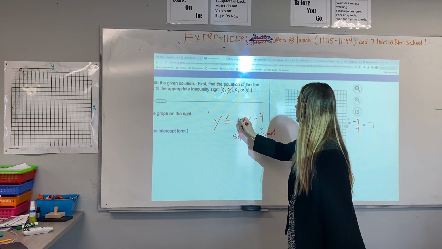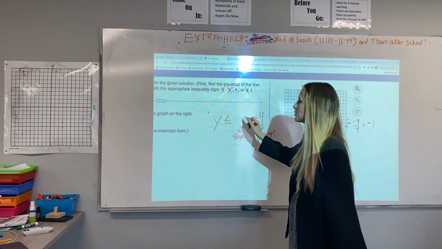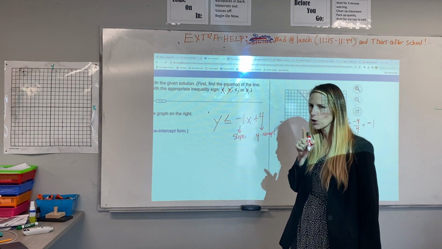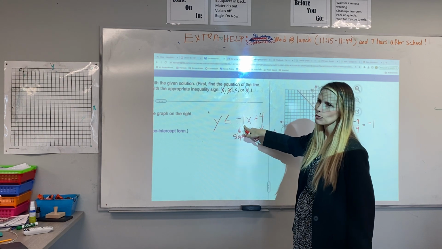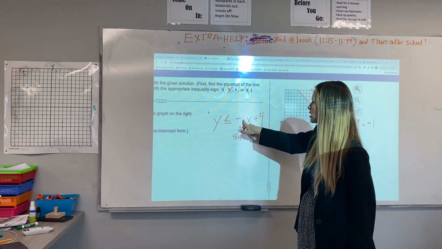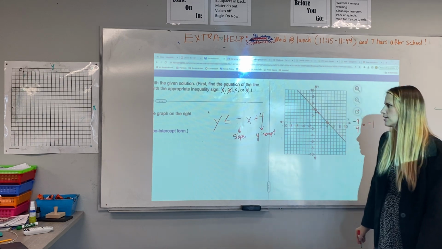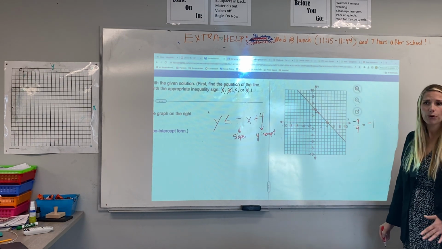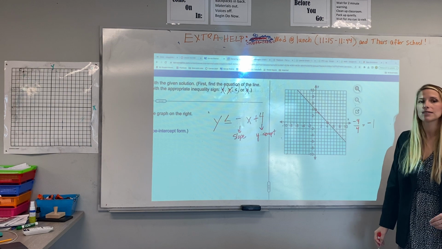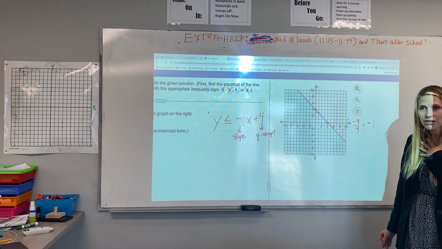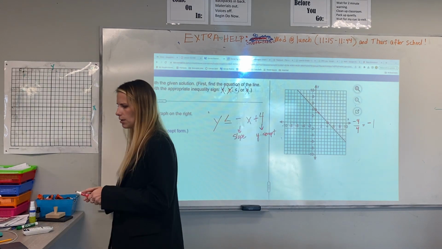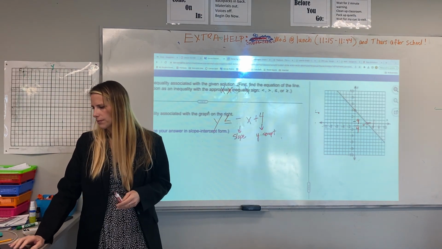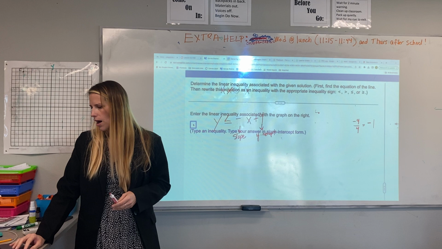So technically -1x, I don't know if they would mark that wrong. Because the 1 is technically supposed to be invisible, so it should be just -x. It is supposed to be just -x. -1x is correct. I would mark it right. I just don't know how picky the digital answer key is going to be. They're very, very picky.